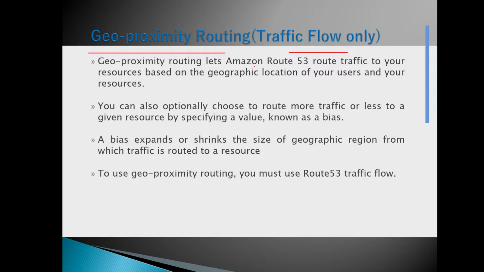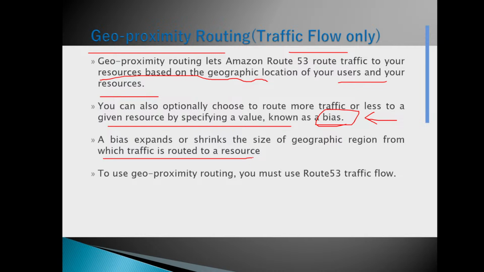So geoproxy lets Amazon Route 53 route traffic to your resource based on the geographic location of your user and the resource. You can also optionally choose to route more traffic or less traffic to a resource based on a specific value known as bias. So I can send more traffic. You might have seen many websites sending more traffic to the US rather than India. Bias expands or shrinks the size of the geographical region from which the traffic is routed to the resource. Okay, so to use geoproxy routing, you must use the traffic flow workflow.